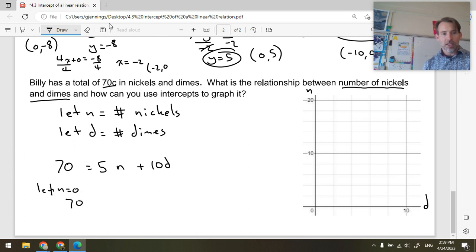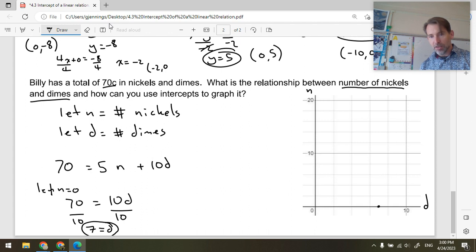So we're going to have 70 is equal to 5 times 0, which is 0, plus 10 dimes. Divide both sides by 10, gives you 7 dimes. And what that means is if he has 0 nickels, then he has 7 dimes. So here is the number 7. That's 1, 2, 3, 4, 5, 6, 7. See how the scale is, every step is 2? So that's the point (7, 0).